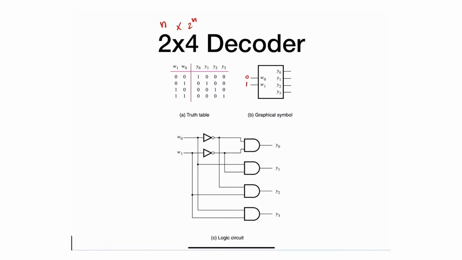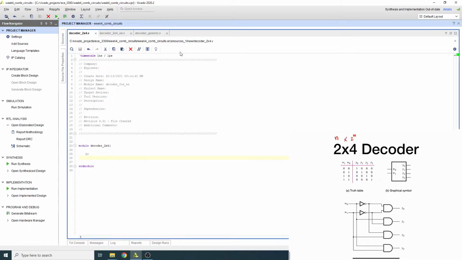Specifically, how do we build that? We're going to start by building a 2 to 4 decoder, and then expand it to bigger decoders. So let's go to Vivado and implement it. I went ahead and started a new module here. I called it decoder_2x4, and my ultimate goal is to implement this little guy in here.